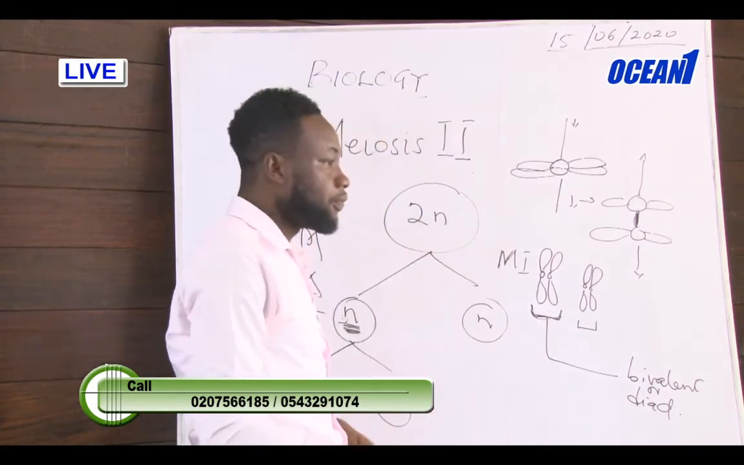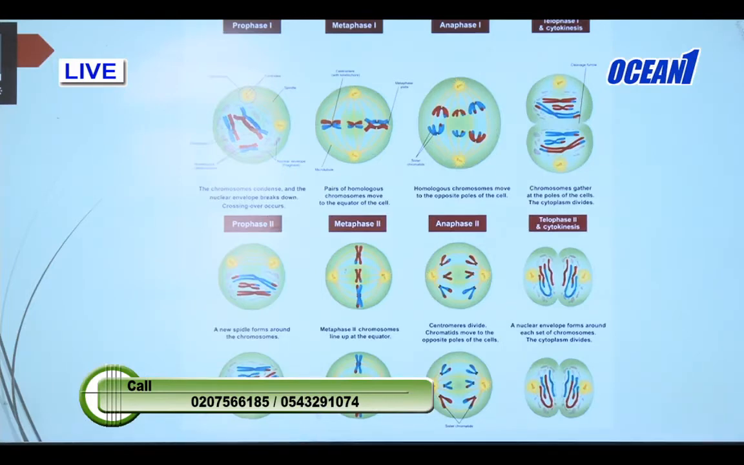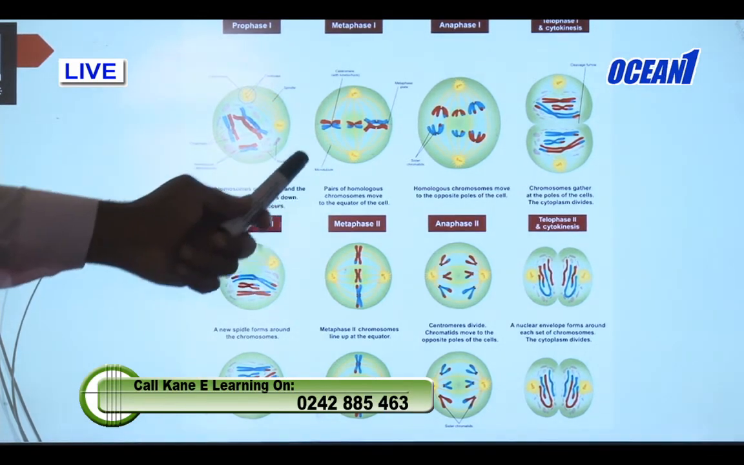All right, so you can see that in metaphase 1, the chromosomes line themselves at the equator. The asters, formed from the centriole, lead to the formation of the spindle fibers, which attach themselves to the chromosomes. And you could see two different sets of chromosomes.